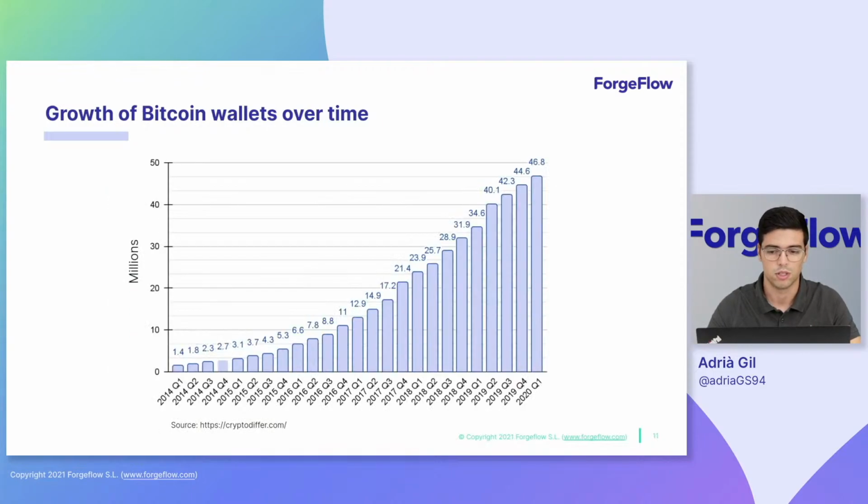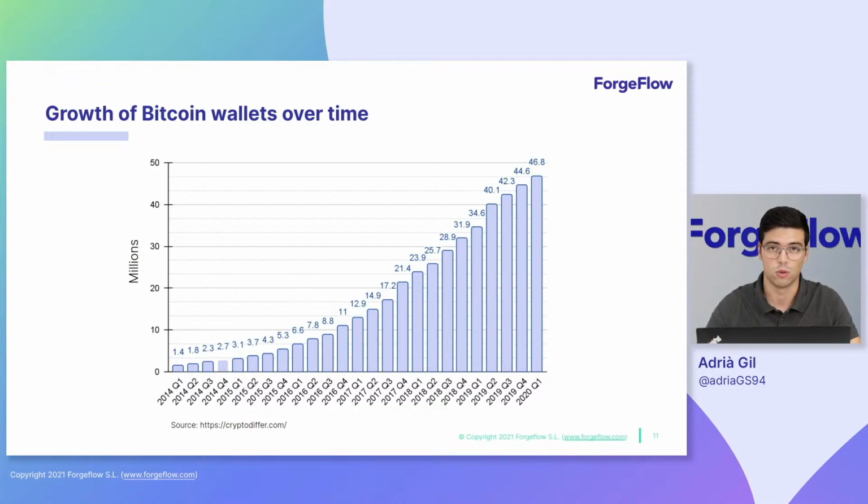And to put it in an easier, more graphical way, we can see here a graph that I thought would be interesting: the growth of Bitcoin wallets over time. In millions, we can see that at the beginning of 2014, we had around the world 1.4 million wallets. And through all these years, as of the beginning of 2020, this amount had grown to 46.8 million. So you can see the exponential shape that this graph has. As of February 2021, we now have 68 million Bitcoin wallets around the world.